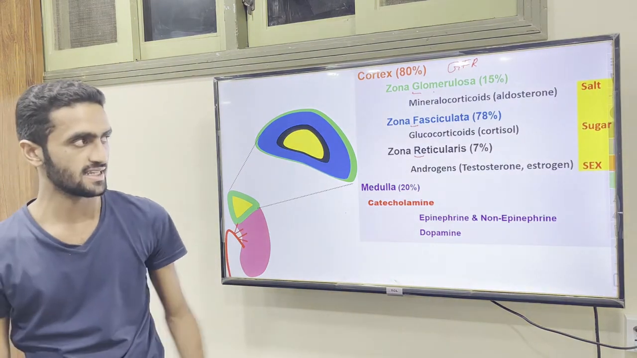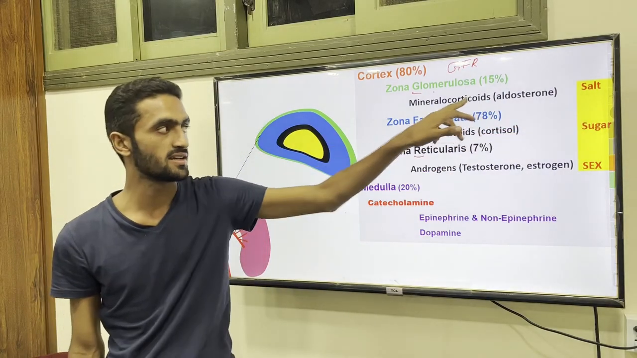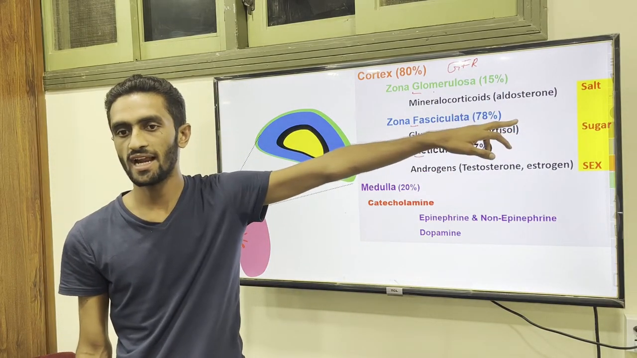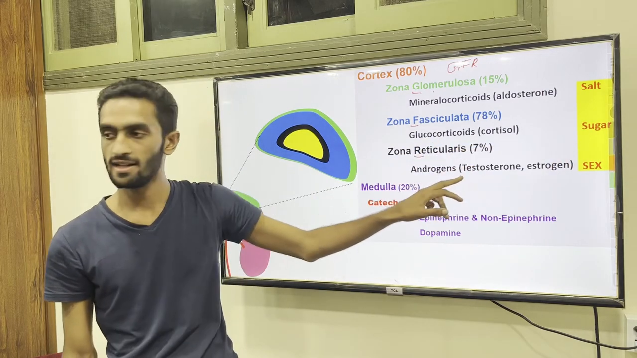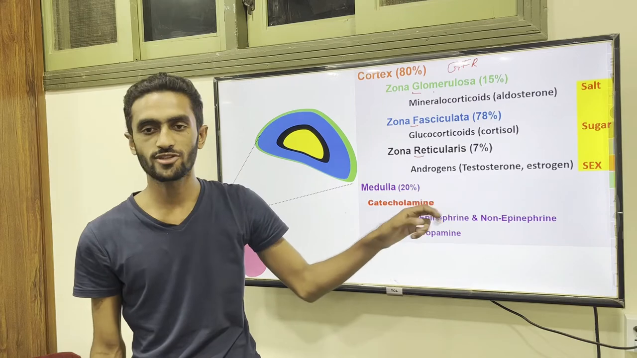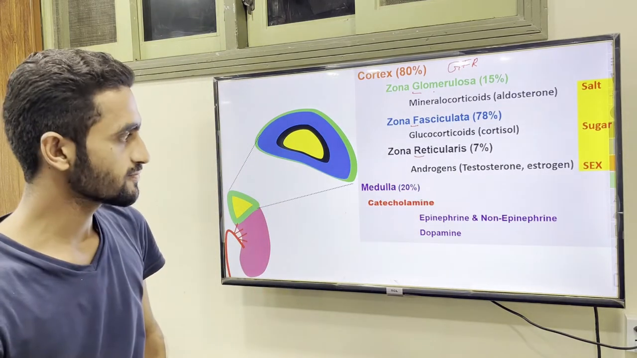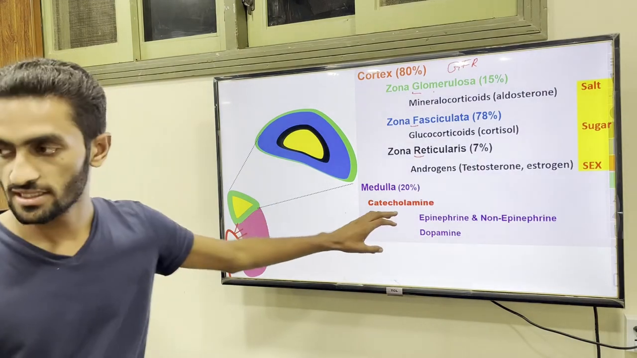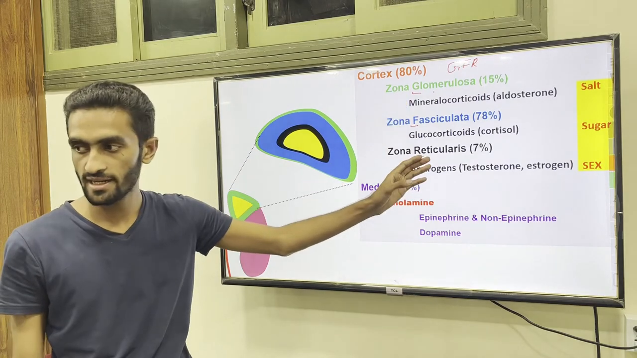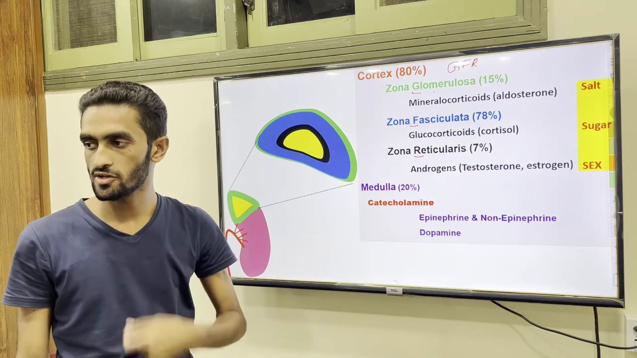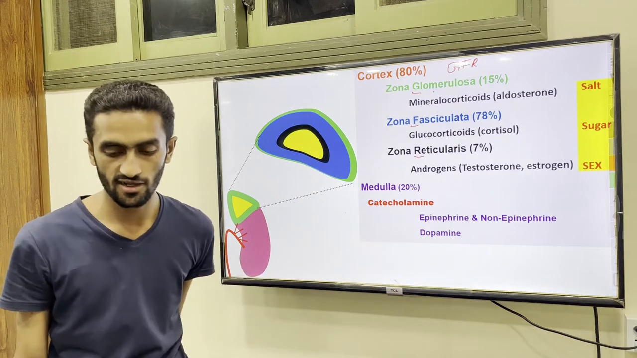Salt, sugar, and sex. The outer is the salt, the middle one is the sugar. Salt means mineralocorticoid, sugar means glucocorticoid, and the inner one is the androgens, testosterone, estrogen, which are associated with the sex hormones. And the catecholamines are amine-nature hormones. These others are steroids: testosterone, progesterone, estrogen. They are all steroid type, while these are the catecholamine type.